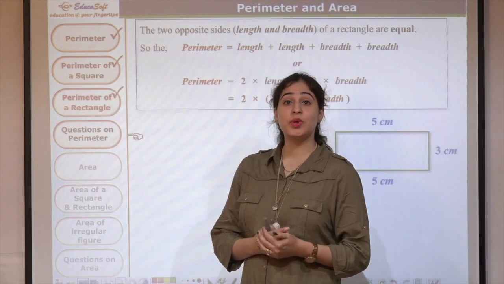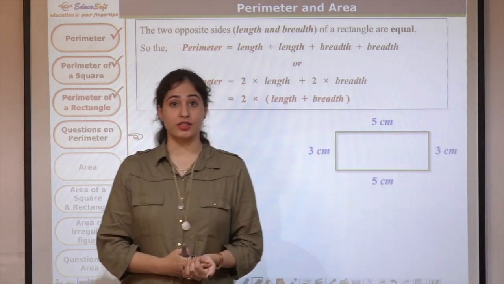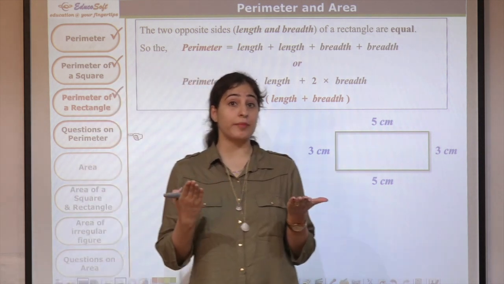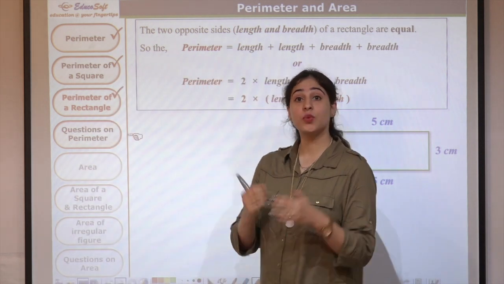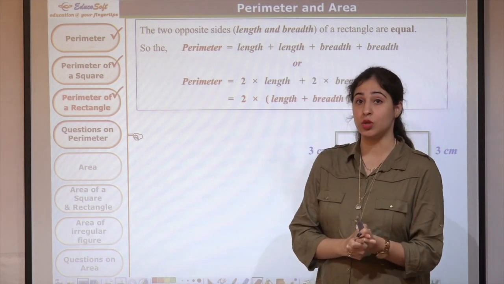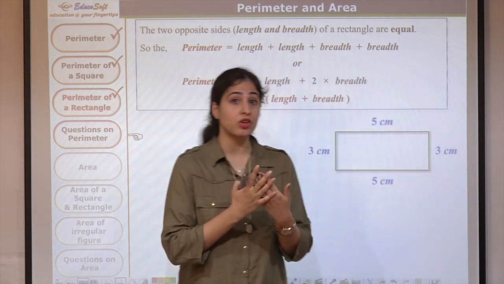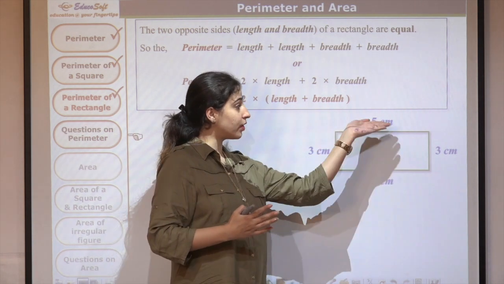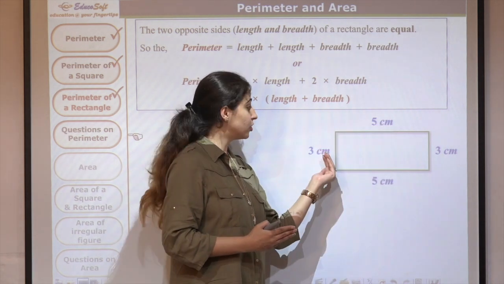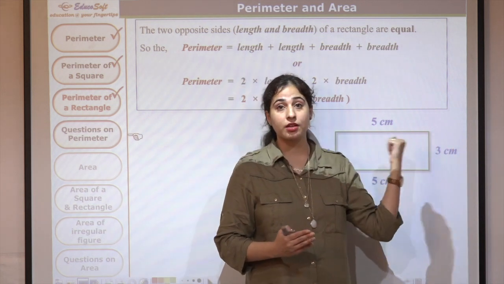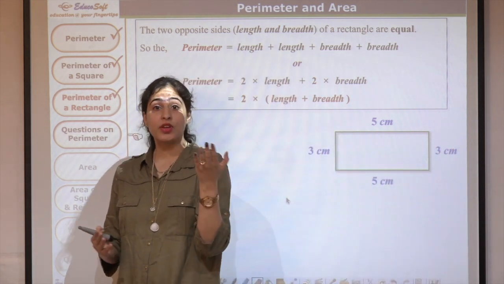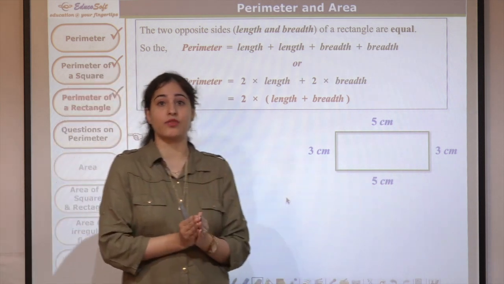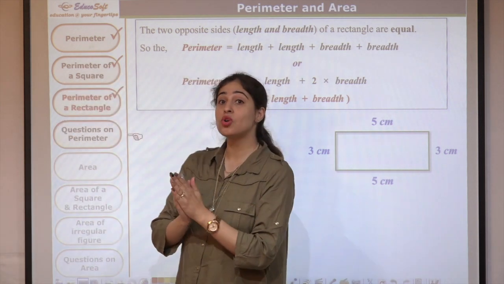From squares we now move on to rectangles. Rectangles are also special 2-dimensional closed figures in which the opposite sides are equal. How does a rectangle look? Here, see, the opposite sides are equal, 5 centimeter, 5 centimeter, 3 centimeter, 3 centimeter. In real life, we have a very good example, which is the screen of a mobile phone and also a door.